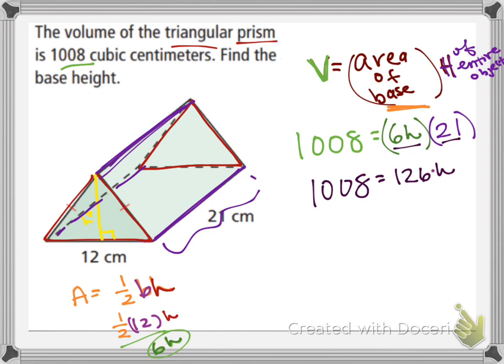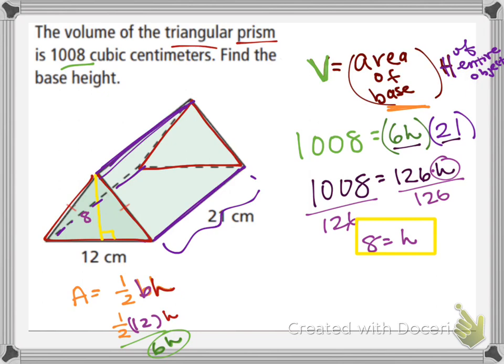The opposite of 126 times h is divided by h. Nope. What am I saying? Divided by 126. Sorry. So h is being multiplied by 126. To get rid of multiplying by 126, we have to divide by 126. Which is 8. So the height of this triangle in the front is 8. And that would be the final answer.